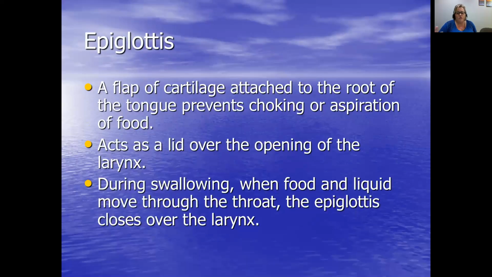If you're talking while you're chewing and eating, you may choke, and somebody may say, did it go down the wrong pipe? That's what we're talking about, the pharynx and the larynx. Okay, so during swallowing, the food and liquid go through the throat, the epiglottis closes over the larynx. Okay, so it's wise not to eat and talk at the same time, because your epiglottis gets confused of what it should be doing. And on the diagram, epiglottis is number 11.